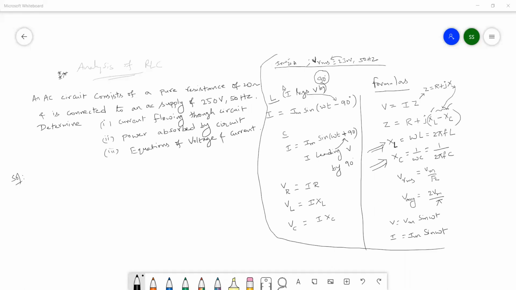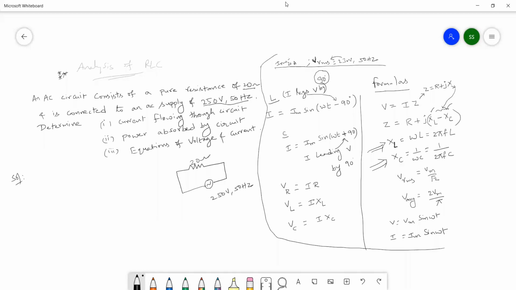So here the given data is 250 volts, 50 hertz. They clearly mentioned the value of the voltage. Therefore we have one voltage source connected across a 20 ohm resistance. Now I am going to draw the circuit. This is the resistance value given as 20 ohms, and the supply voltage is 250 volts, which has a frequency of 50 hertz. Since it is a sinusoidal source, I have given the symbol of a sine wave.